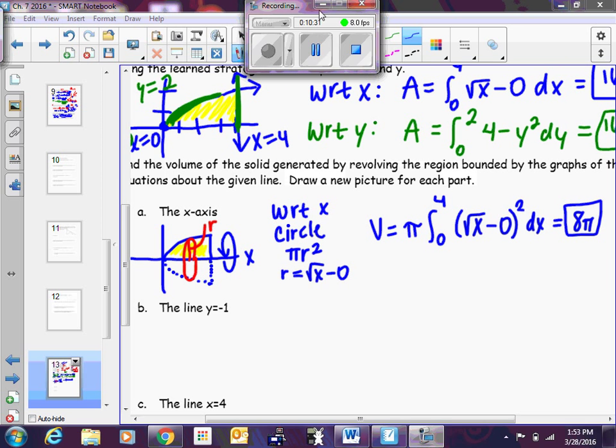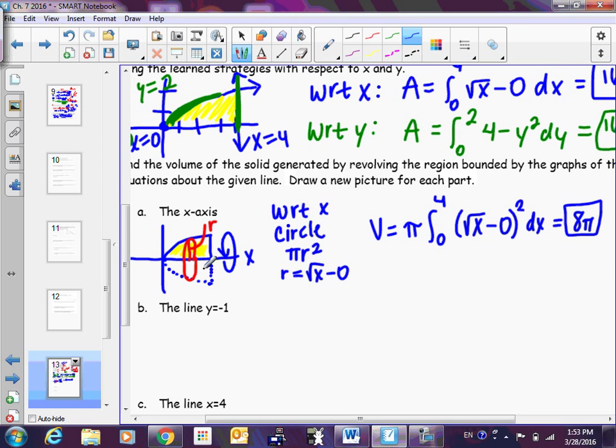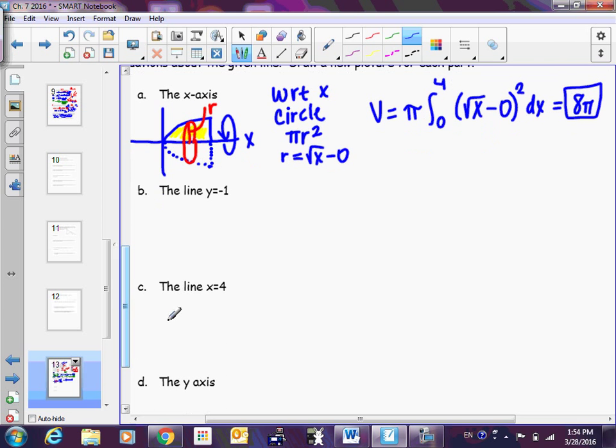The best way to know that this particular problem is a circle as opposed to a washer, and we haven't even done a washer yet, is that an edge of the shaded part, the base, is the line of rotation. So it matches up perfectly. Now that's going to all change here with part B.